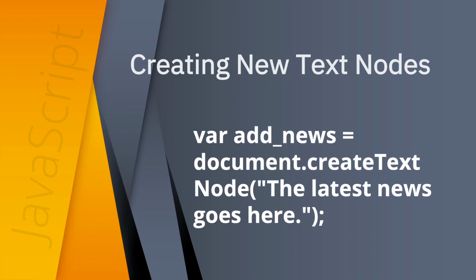To add some new text with JavaScript, we can use the createTextNode method of the document object. Again, the text we want to add goes between quote marks. The newly created text is then placed in a variable. We've called ours addNews.